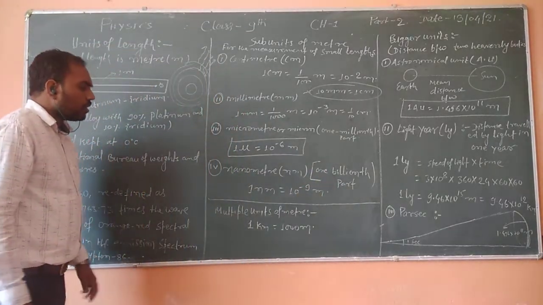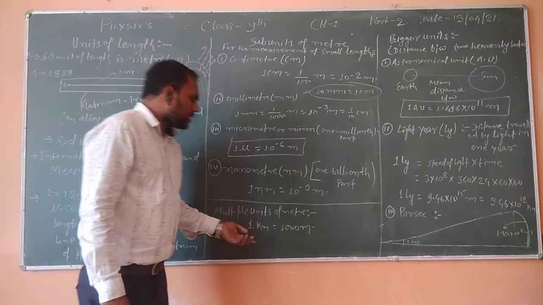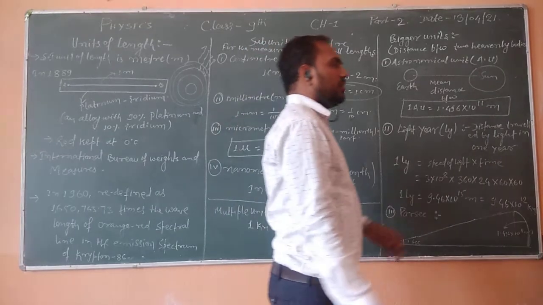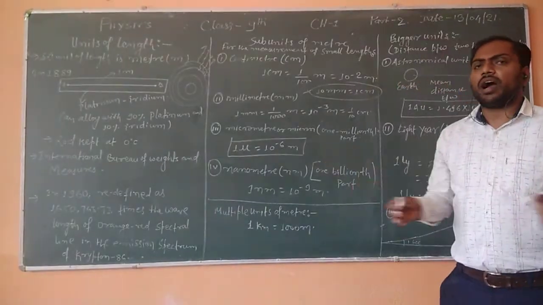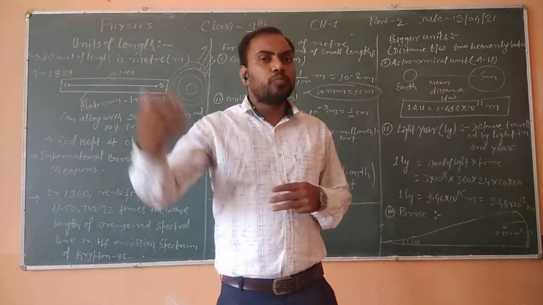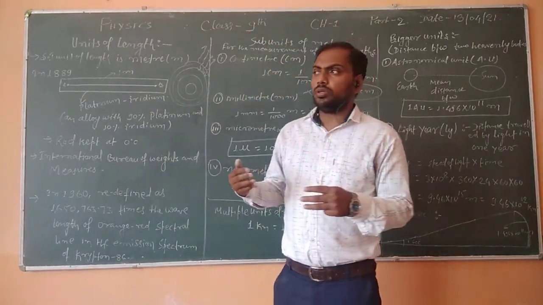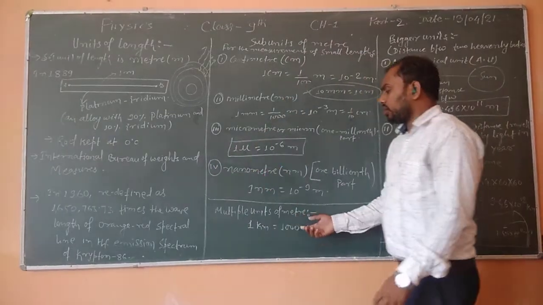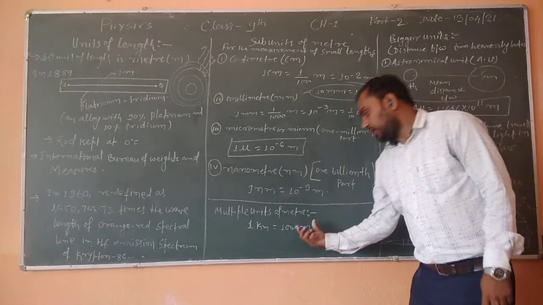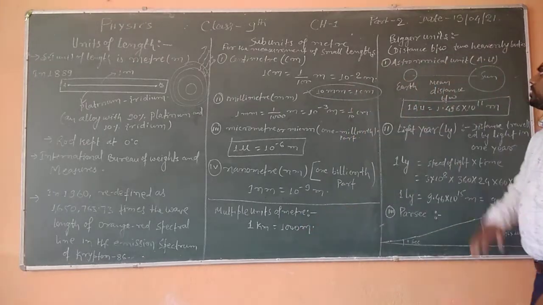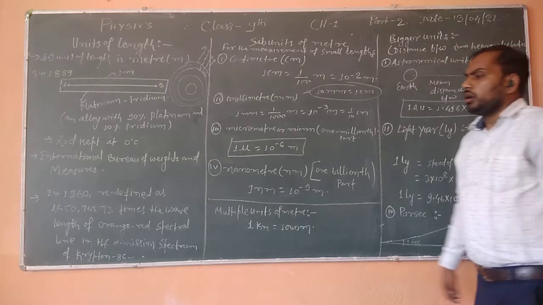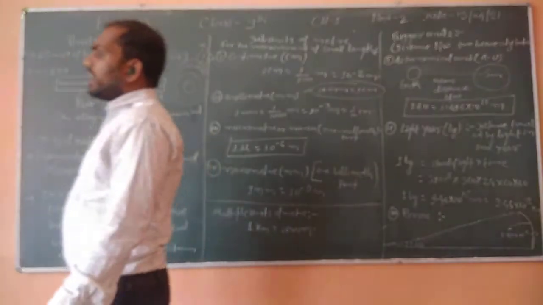Now come to the multiple units of a meter for measuring bigger lengths, bigger than a meter. For measuring the distance between two places, two cities, we use the kilometer. 1 kilometer is equal to 1000 meter. You have to remember this. Now the bigger units mean which cannot be directly measured.